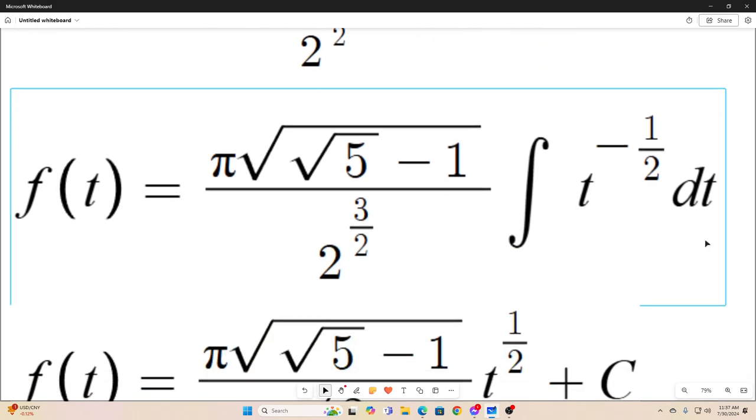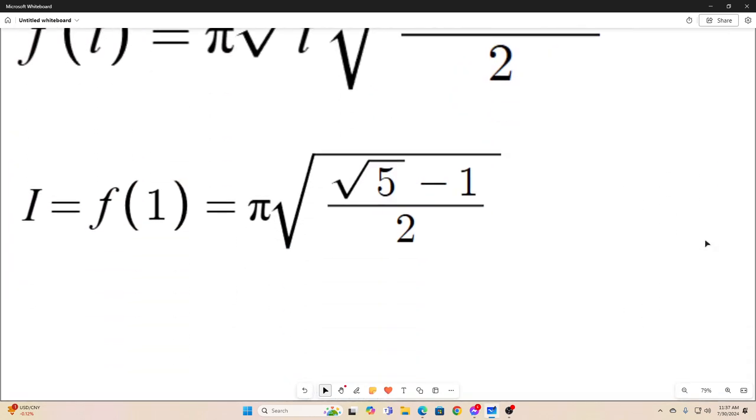But anyway, that is it. That integral is equal to pi times the square root of the golden ratio.